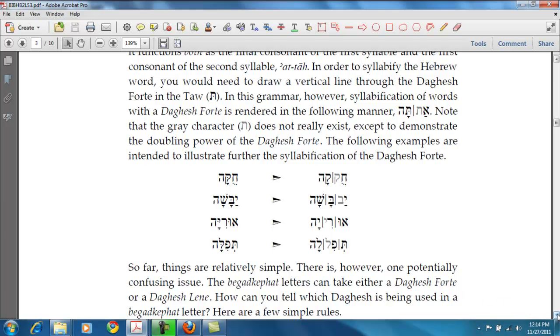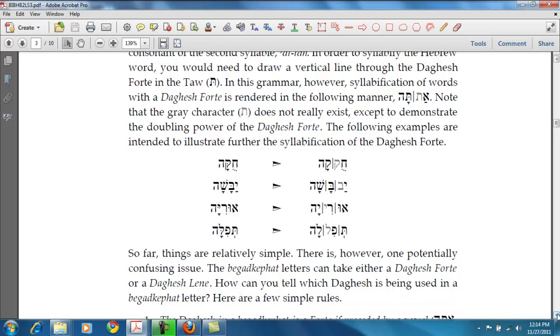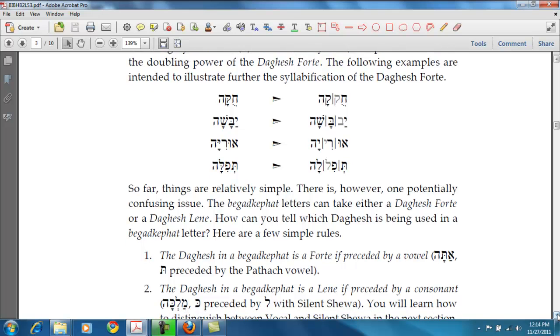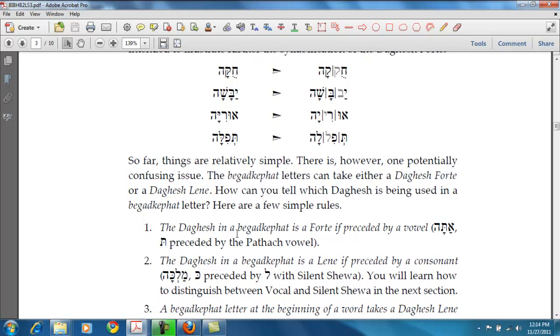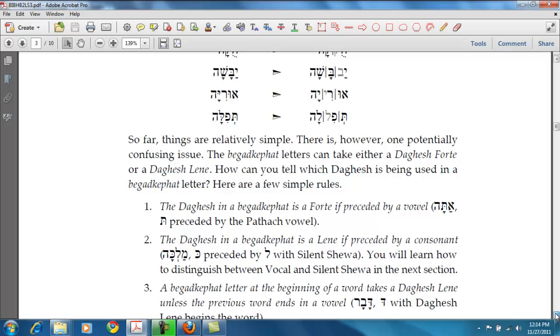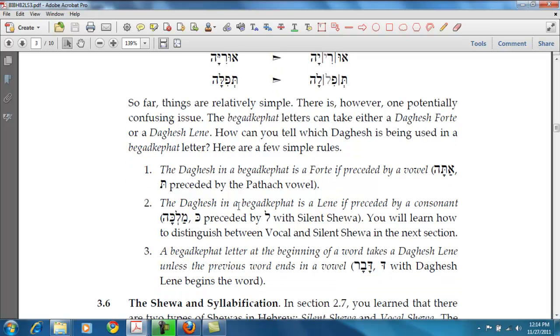So basically, those are the three things. So far, things are relatively simple. I've told you about the difference in here. The dagesh in a begadkefat letter is a forte if preceded by a vowel, and we have a vowel. We have a patach preceding this tav here, so it's a doubling dagesh. That's rule number one. Rule number two: the dagesh in a begadkefat letter is a lene if it's preceded by a consonant. So we have malka. So we have a lamed here.